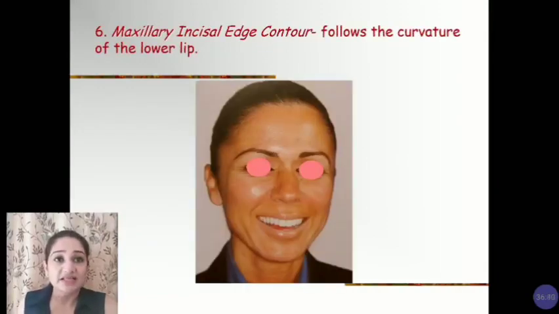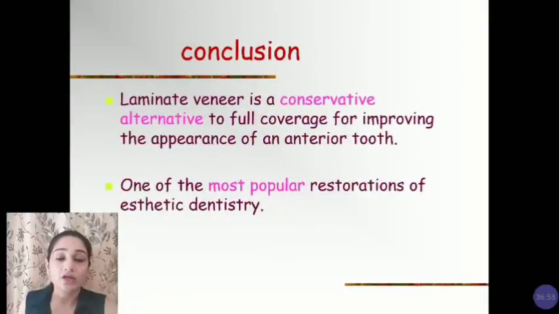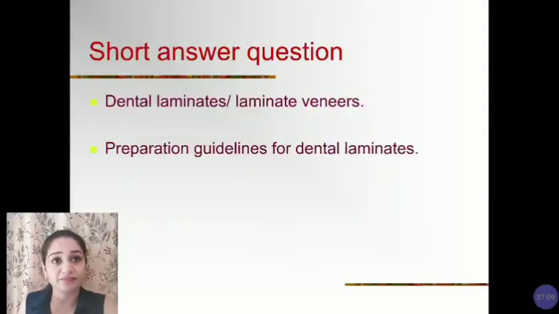The maxillary incisal edge contour follows the curvature of the lower lip. So, creating a smile, we should make sure that the maxillary incisal edge contour follows your lower lip line. So, to conclude, laminate veneer is a conservative alternative to full coverage for improving the appearance of an anterior tooth. It is one of the most popular restorations of aesthetic dentistry because of this reason.